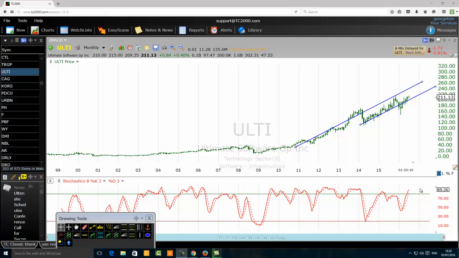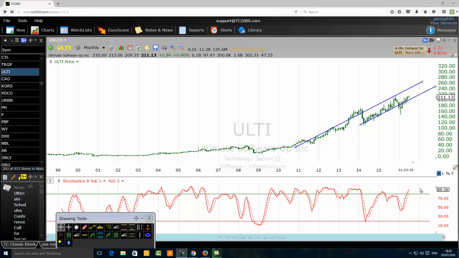A technical stock trader reveals a trend line trading strategy. We are on a monthly chart of Ultimate Software Group Incorporation.